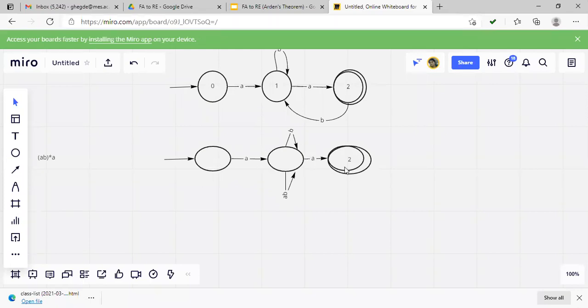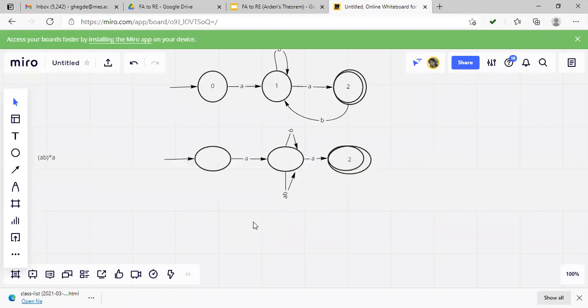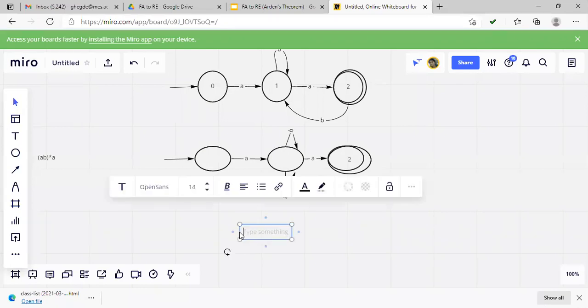Since it is free from the loop, we can write the RE for this. What is our RE? Read from the start state and reach the final state. What is the RE now? Preeti says A, B or AB whole star A. Any other answer? Read from the start state and reach the final state. A, B whole star, or AB whole star A. Okay.